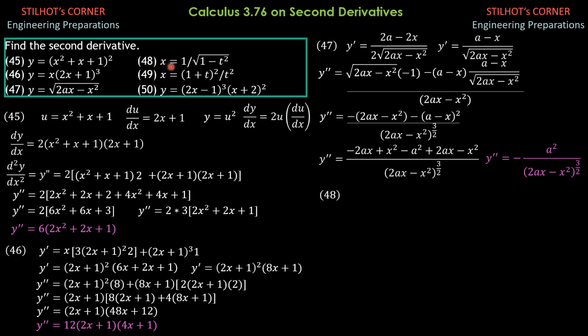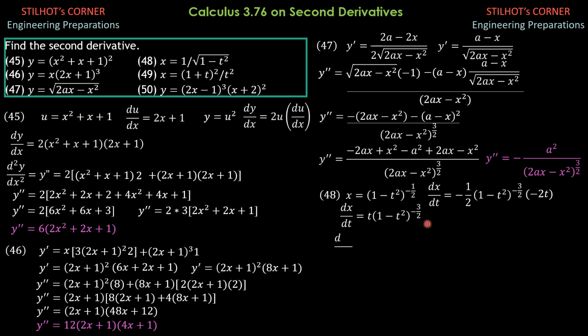We rewrite this as x equals quantity 1 minus t squared to the negative 1 half. And we apply the power formula. So therefore, dx dt is negative 1 half quantity 1 minus t squared to the negative 3 halves times negative 2t, the derivative of 1 minus t squared. So cancel out negative 2 and negative 1 half. So this becomes dx dt is t quantity 1 minus t squared to the negative 3 halves.